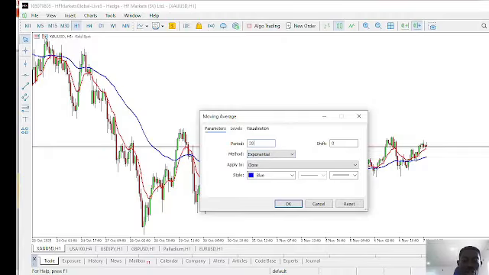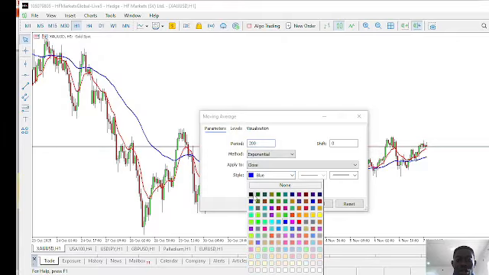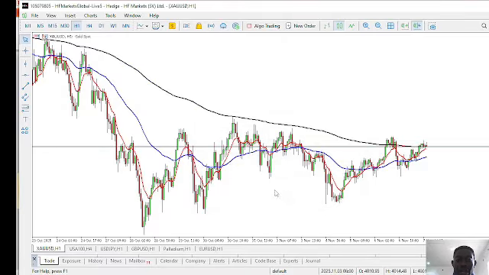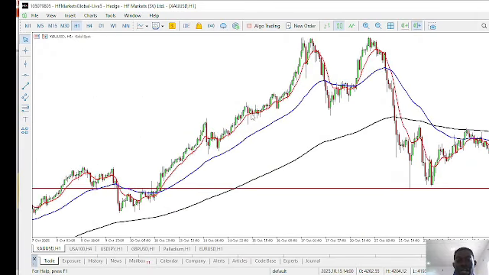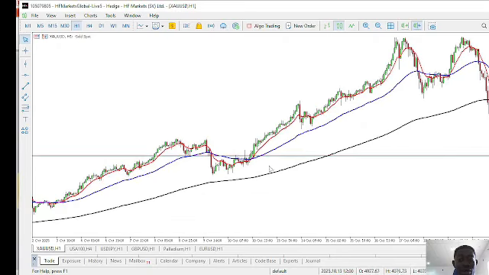This time around 200. At 200, I go to exponential, apply to close. This time the color is black, and I say boom, and it appears on my screen. So I have the red for period 10, the blue for period 50, the black for period 200. This period 200 is very powerful.